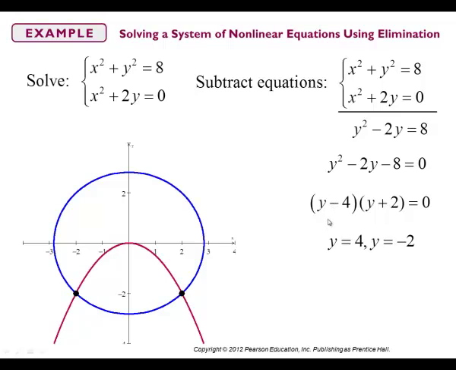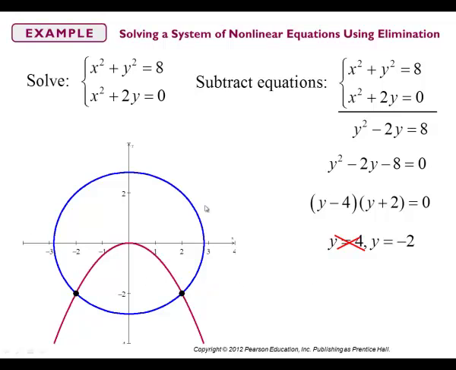Now we set each factor equal to 0 and we get y equals 4 and y equals negative 2. Well, here's y equals negative 2, but y equals 4 is way over here somewhere. So what do you think happens there? That's going to be extraneous, right? That's going to be an extraneous solution because there is no intersection for y equals 4.